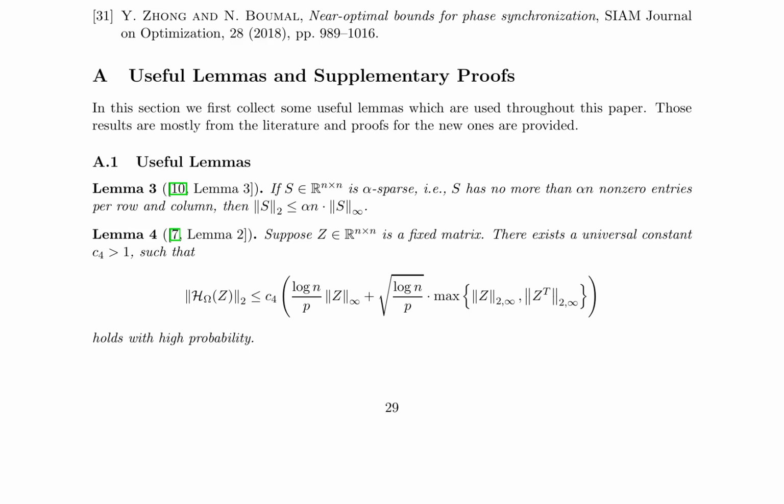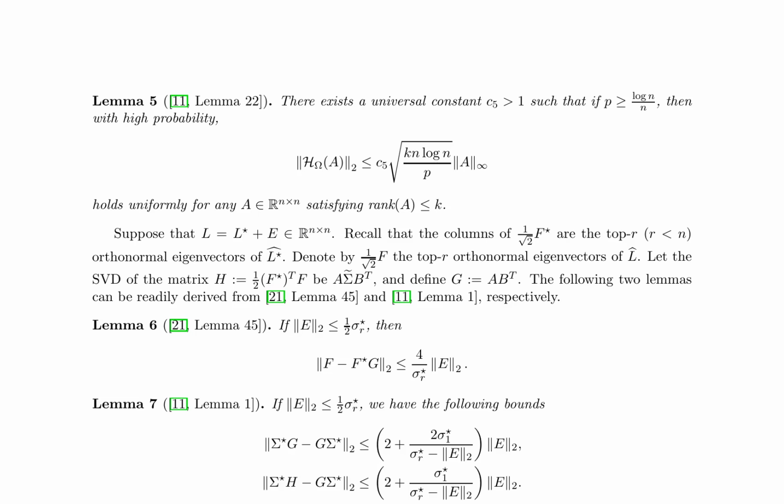The paper then defines several matrices, including L equals L plus E, F, and F, which are used to establish the convergence of the algorithm. Lemmas 6 and 7 provide bounds on the differences between F and F-tilde, and sigma G and G sigma, respectively, assuming that the spectral norm of E is sufficiently small.